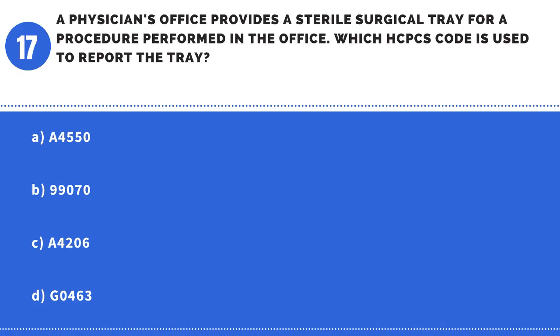Question 17. A physician's office provides a sterile surgical tray for a procedure performed in the office. Which HCPCS code is used to report the tray? A. A4550. B. 99070. C. A4206. D. G0463.